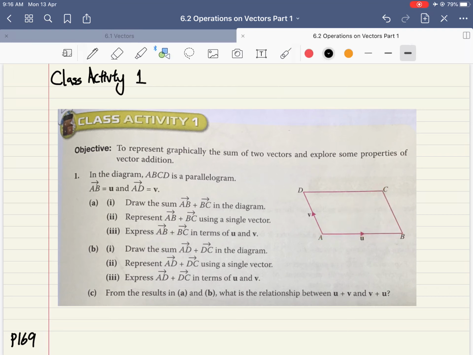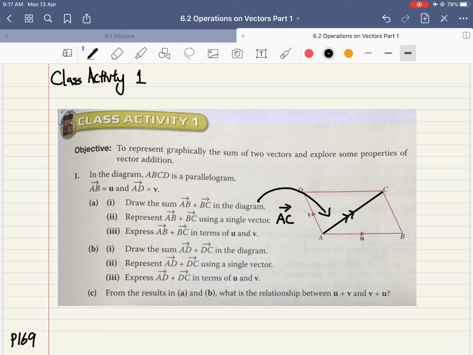So let me just draw it out there. They say that they want the sum of AB plus BC. So this is the sum there. Let me just point it out to you. It is down here. Now, represent AB plus BC using a single vector. That single vector in this case will be AC.